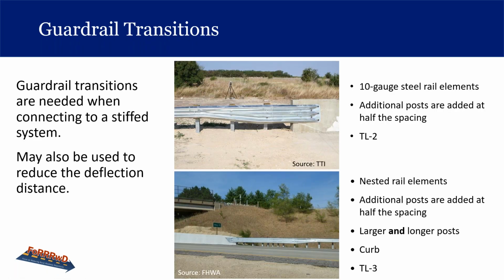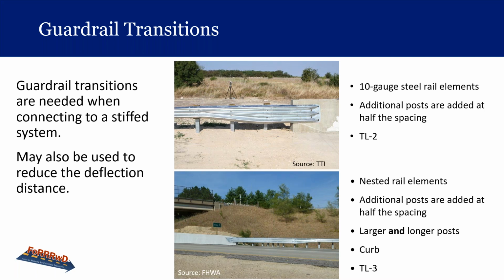Then we have our guardrail transitions. They're needed when connecting to a stiffer system, and may also be used to reduce the deflection distance. Guardrail transitions are needed when connecting to a stiffer system. And here are some examples of the MASH system.